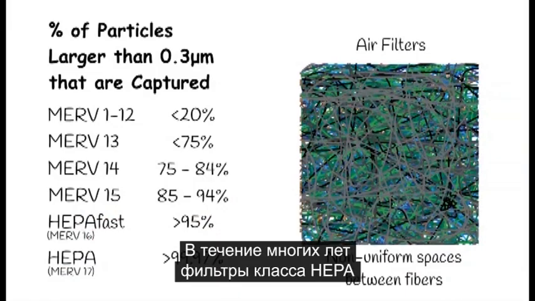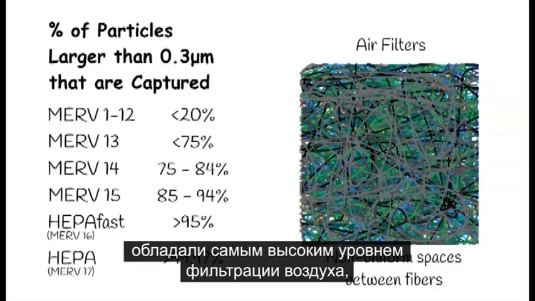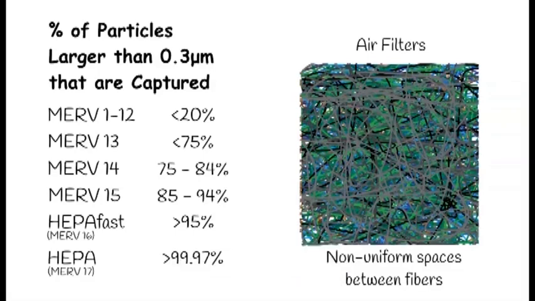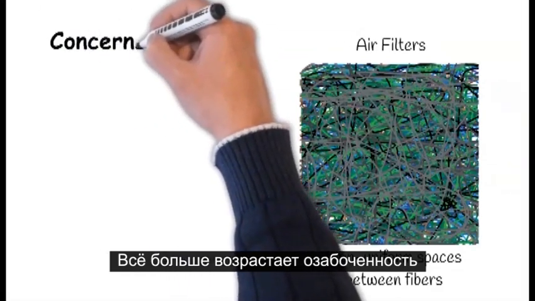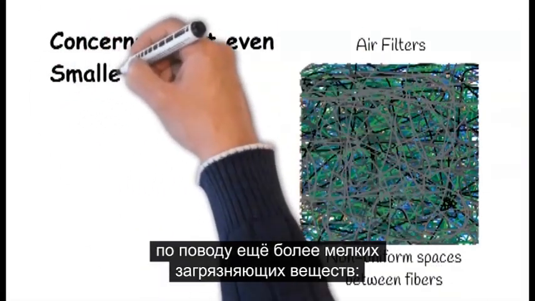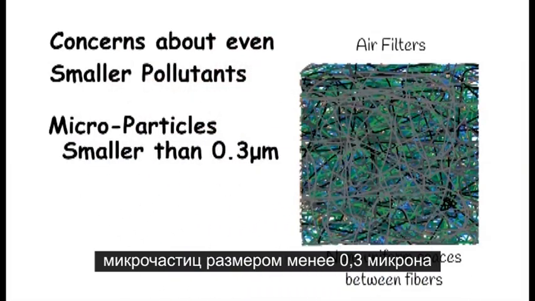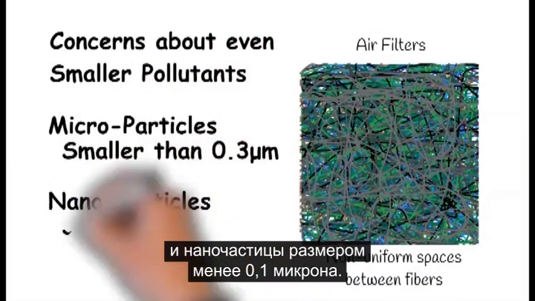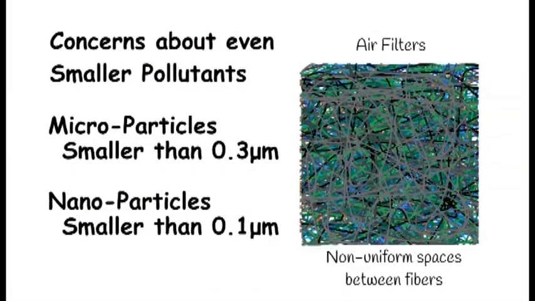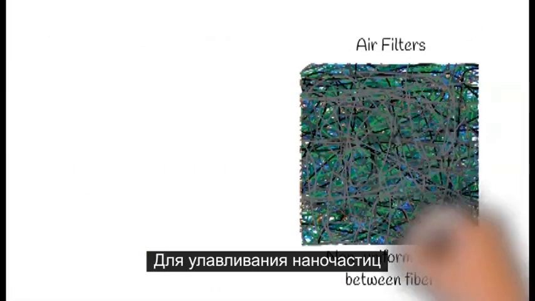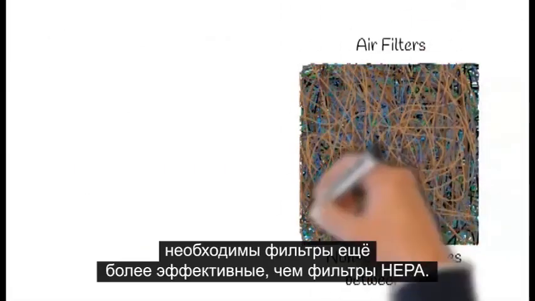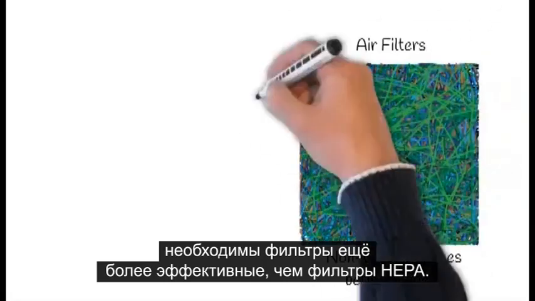For many years, HEPA was the ultimate level of air filtration that was available commercially. Since around the turn of the century, there have been increasing concerns about even smaller pollutants. Microparticles smaller than 0.3 microns and nanoparticles smaller than 0.1 microns. To capture nanoparticles, filters even finer than HEPA filters are needed.